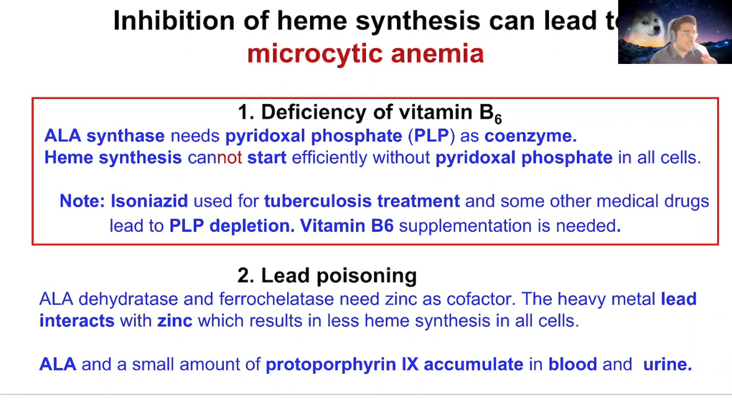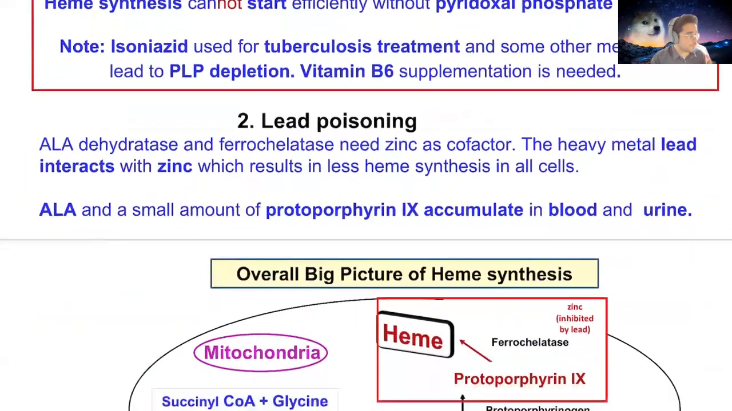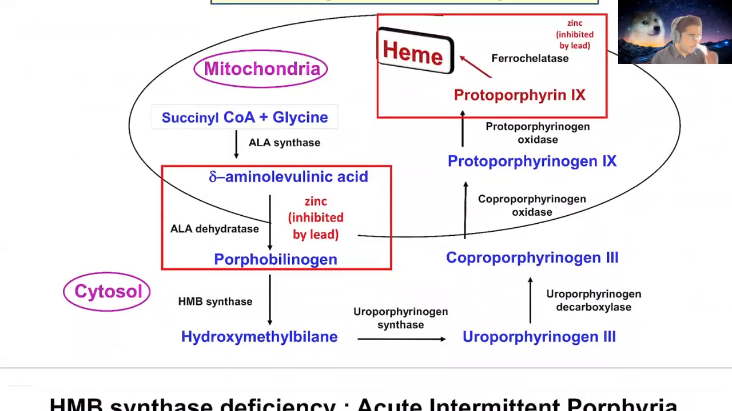Remember, there are a couple of places where lead, a heavy metal kind of chelating agent, takes up a lot of these components. It interacts with the zinc that's freely floating around and doesn't allow ALA synthase to work properly, okay? What else is going to be accumulated, right? ALA and a small amount of protoporphyrin accumulate in the blood and urine. Okay, this one.